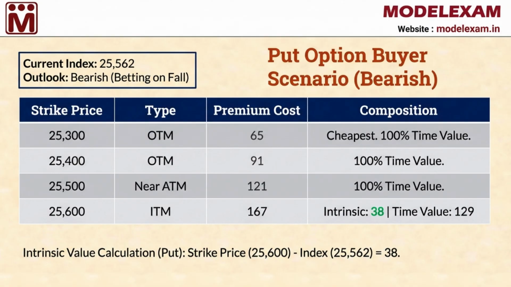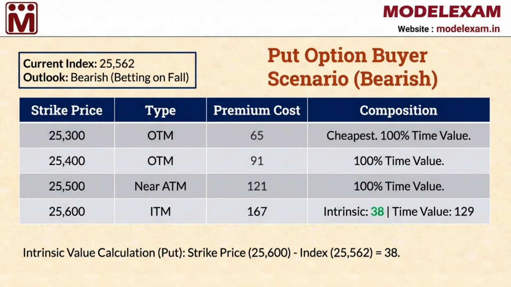Next, we look at a put option buyer scenario, which is a strategy used when you have a bearish outlook and are betting on a price fall. With the index at 25,562, a strike price of 25,600 is considered in the money. We calculate the intrinsic value for a put by taking the strike price of 25,600 and subtracting the index of 25,562, which equals 38. Strike prices like 25,300 are cheaper because they are out of the money and consist of 100% time value.